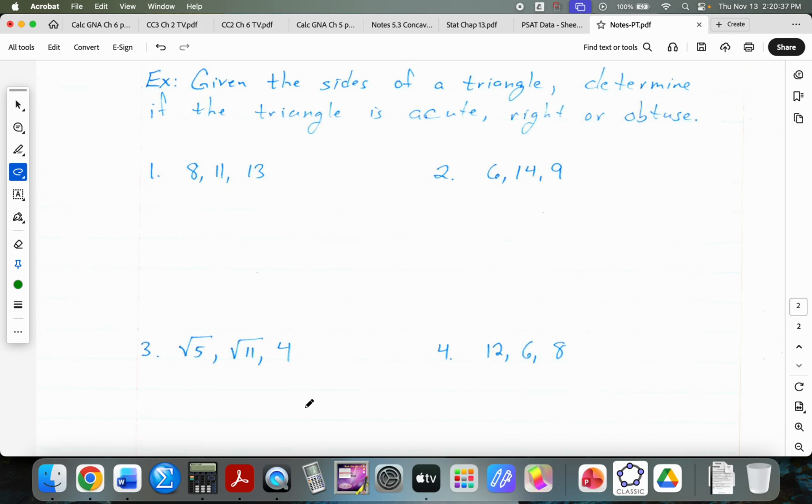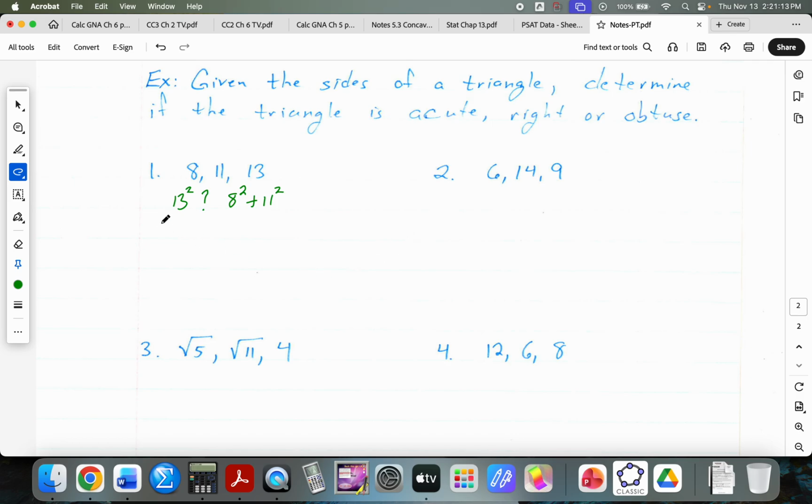Given the sides of a triangle, determine if the triangle is acute, right, or obtuse. So, I personally, on this, I start with C. I know that's the opposite order of the way we normally write the Pythagorean theorem, but I want to know, is the big side too big, too small, or just right? So the biggest side is 13. And I'm going to compare that, so I'm going to put a question mark right here, to 8 squared plus 11 squared. The order over here is not important.